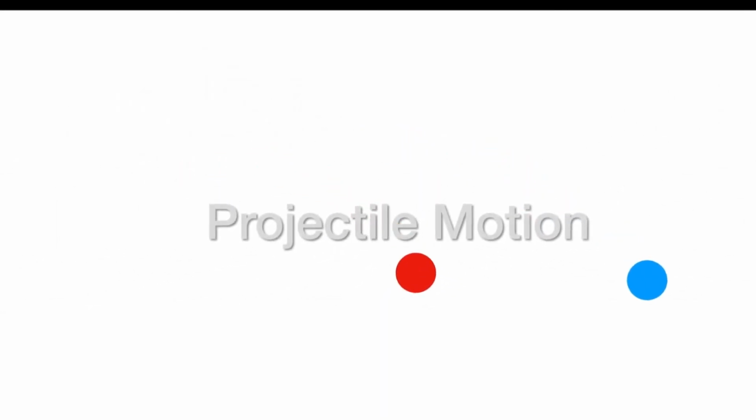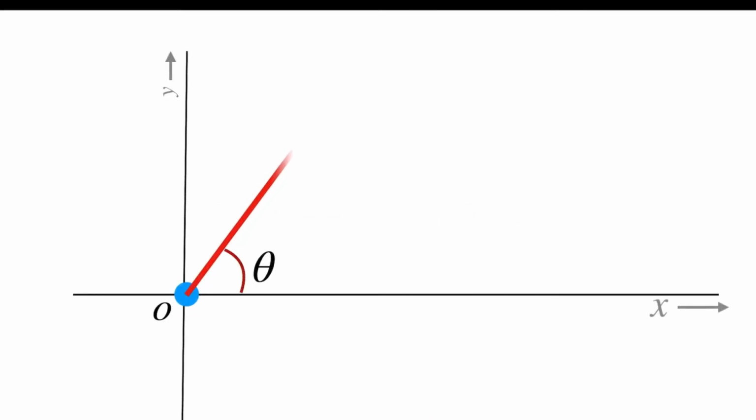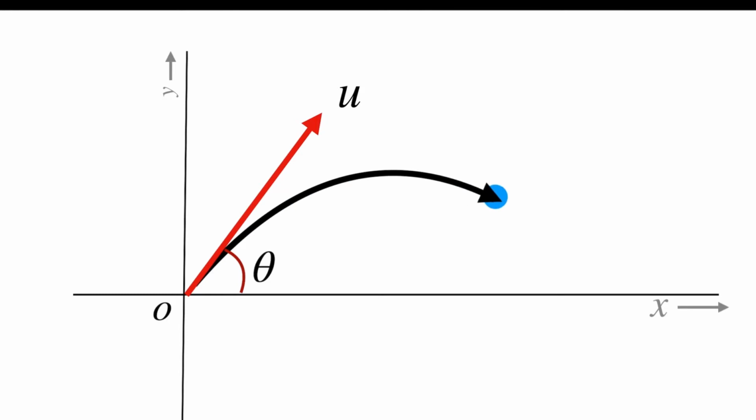Projectile motion. Projectile is the name given to an object thrown at an angle with the horizontal direction under the influence of gravity only. The object moves in a vertical plane on a parabolic path, and its motion is known as projectile motion.